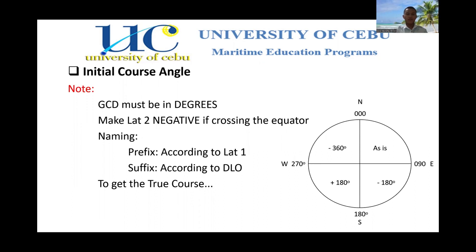So this is what we need to keep in mind. Note, GCD must be in degrees, as I have said earlier. Make latitude 2 negative if crossing the equator. Naming prefix according to latitude 1, suffix according to d long. To get the true course, we have here the diagram.